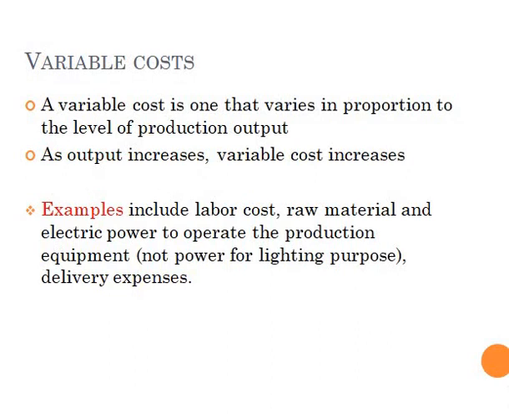However, with respect to the variable costs, this is a variable cost. This means that it varies with respect to the level of production or the level of output. As the output increases, the variable cost increases. As the output decreases, the variable cost will decrease. Why? Because this is the cost that includes labor costs, raw material, power to operate the production equipment.